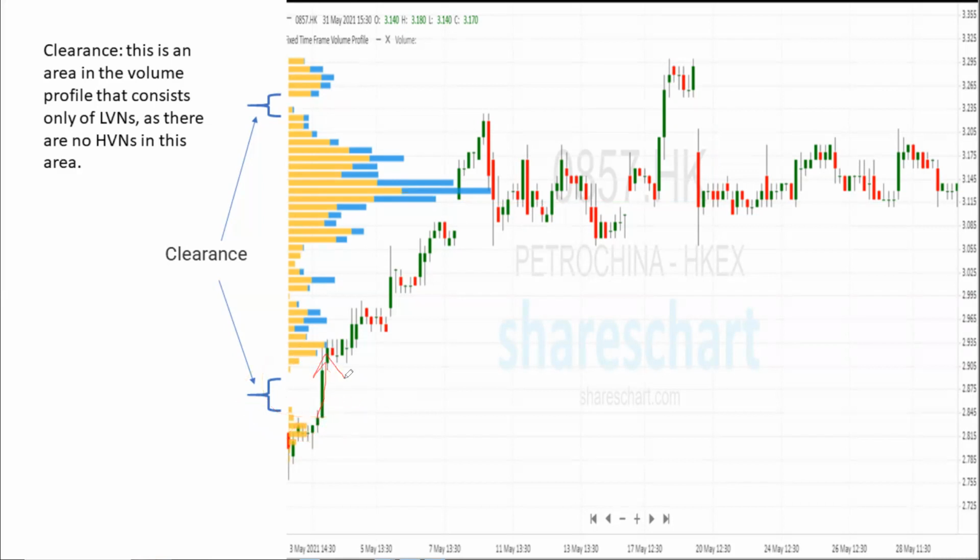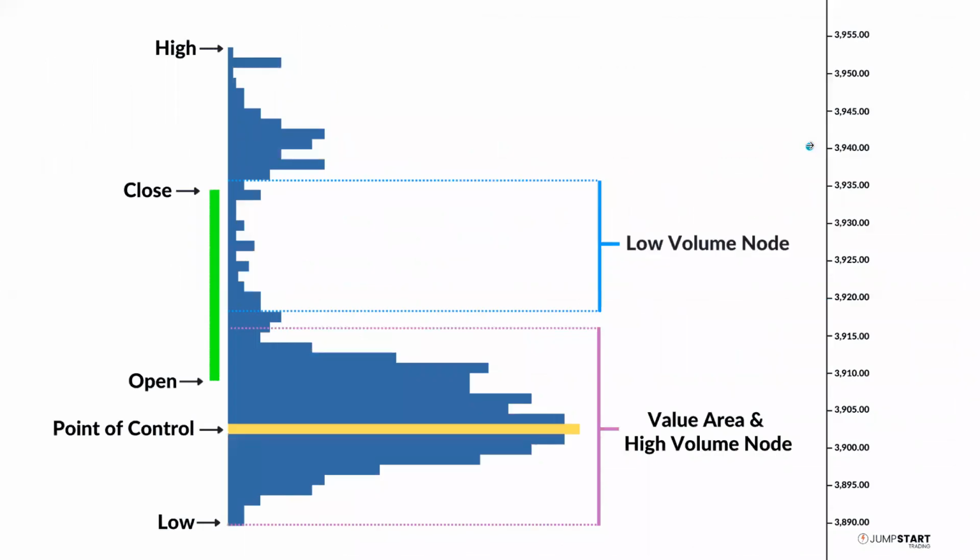So remember, those low volume nodes and those areas of clearance, those are going to act as one of two things. It's going to act as a wall where price is going to get rejected and it's not going to move through there quickly, or it's going to be an area where price is going to very quickly move through those areas. So those are really good trading opportunities. When you see it starting to break out through those levels, those are really good trading opportunities. We'll dive into it a little bit more and really break down some more things.